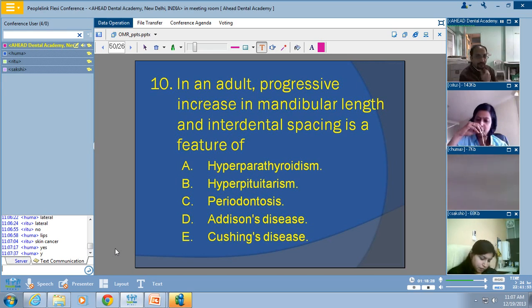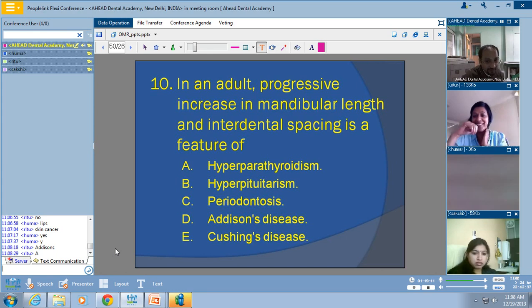We can also safely say, what is Cushing disease? What is Addison disease? Cushing is increased secretion of cortisol, and decrease is called Addison's. So what is your best answer, choice A or choice B? Just think about it. Addison's, no. In Addison's there is definitely no increase in mandibular length. It is either A or B. I have given you a lot of clues now. It is not choice A. We are left with choice B.